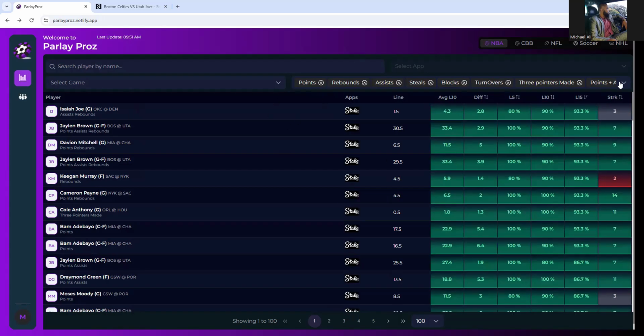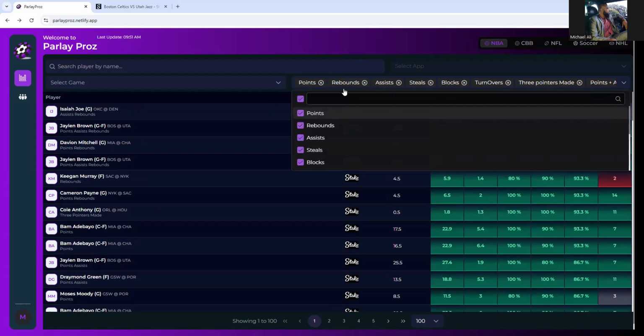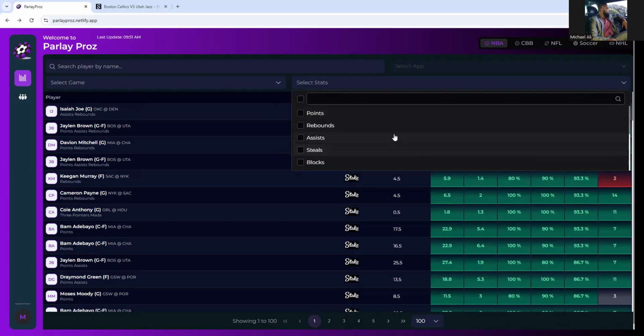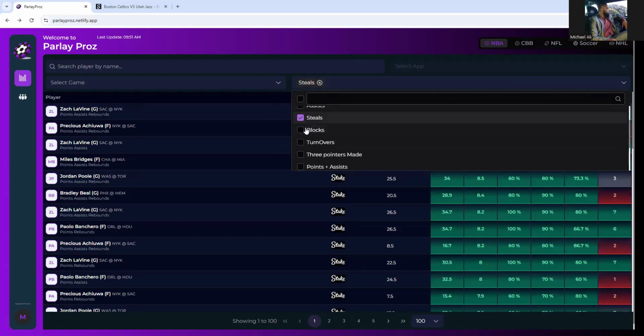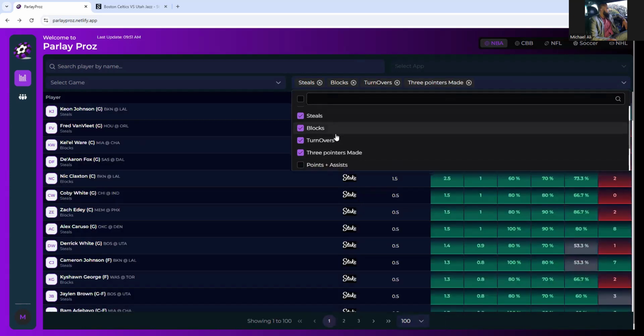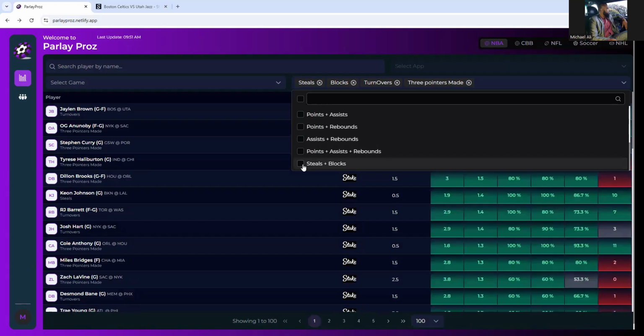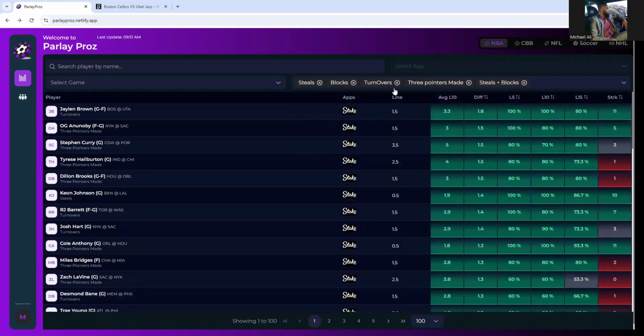Also, a little insight into what you want to strengthen your bet with. Although you get all these different lines, I tend to look at steals, blocks, turnovers, 3 points made. Steals and blocks, this is powerful. These 1, 2, 3, 4, 5 are very powerful. I may select it to see if you get something out of the ordinary. Sometimes you might pick up something that Stake is not supposed to offer.